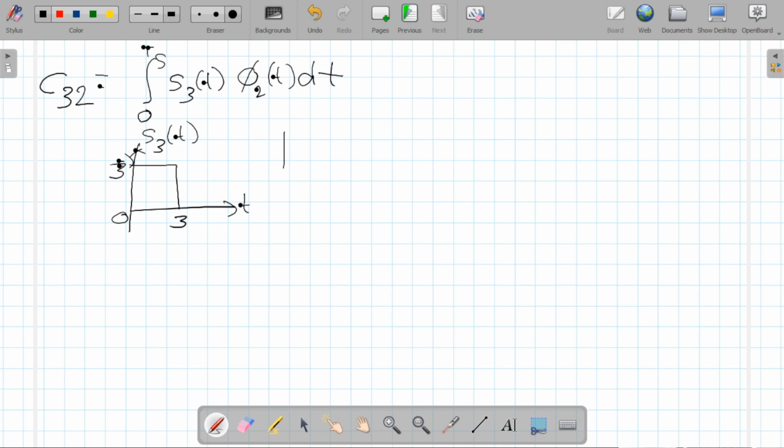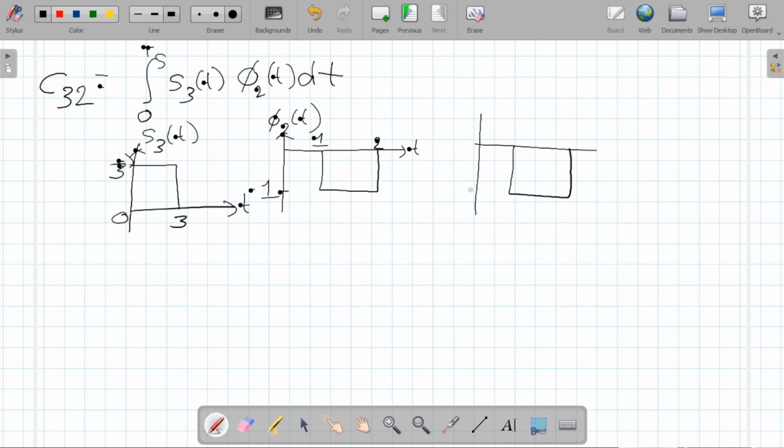This is S3 of t. And phi 2 of t is a signal ranging from 1 to 2 on the time axis with amplitude minus 1. If you multiply these both signals, we will get a signal like this, minus 3, from 1 to 2.